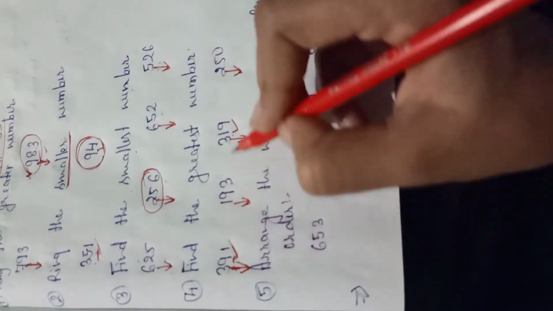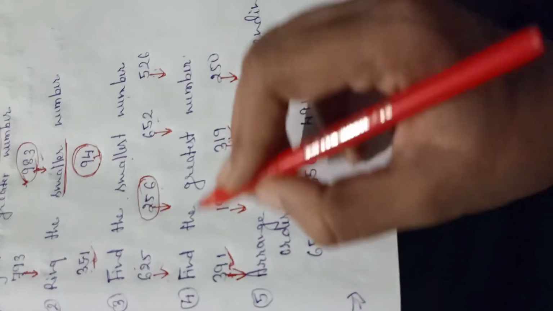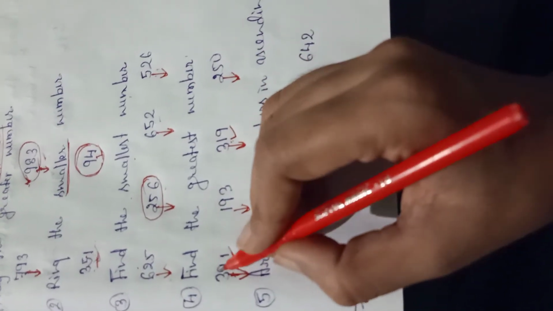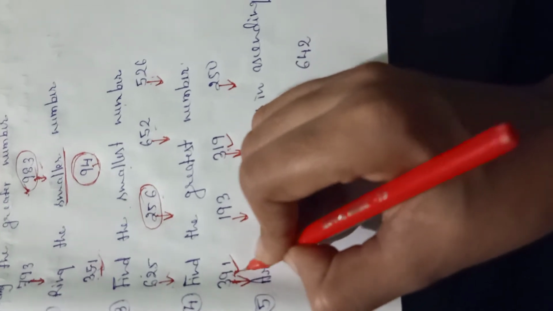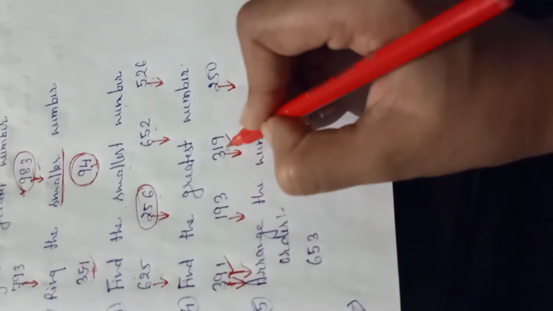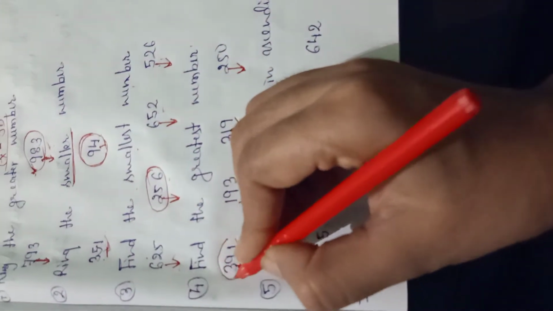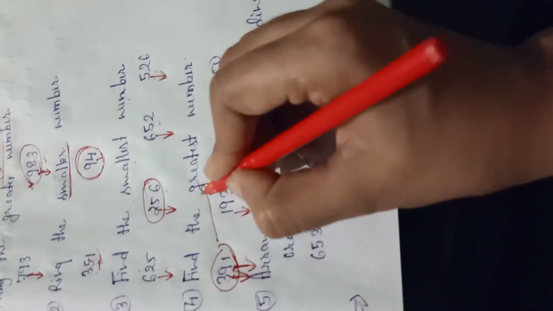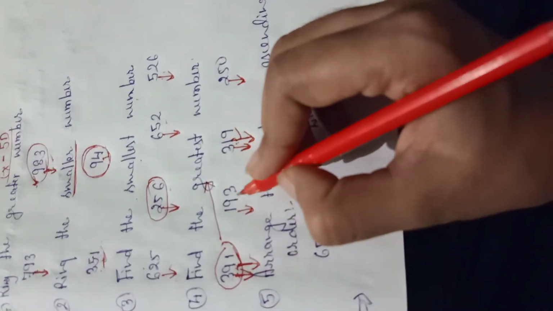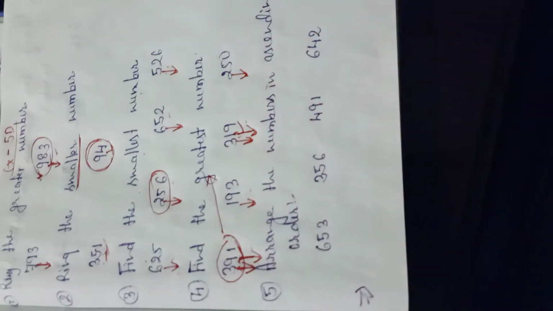These two numbers both start with 3 in their hundreds place. So we have to compare the tens place of these two numbers. Here it is 9 and it is 1. Out of 9 and 1, which one is greater? 9 is greater. So 391 is the greatest number among these 4 numbers.